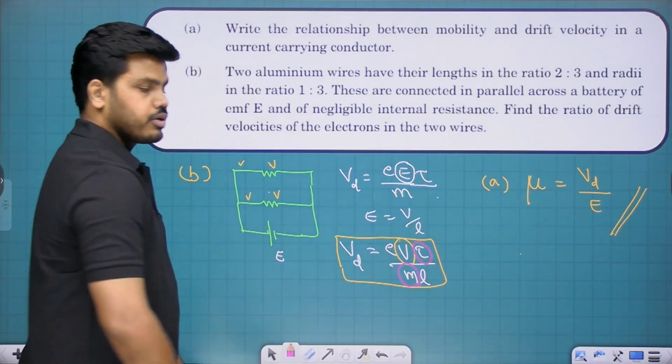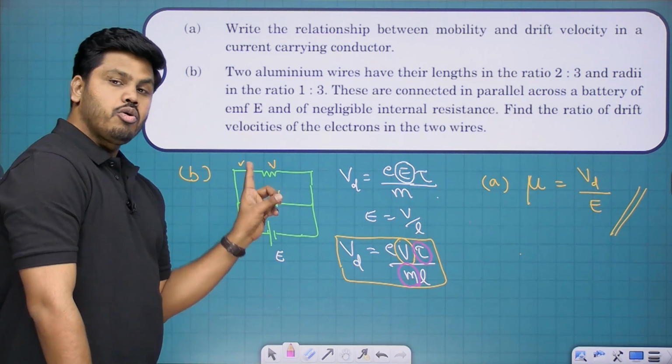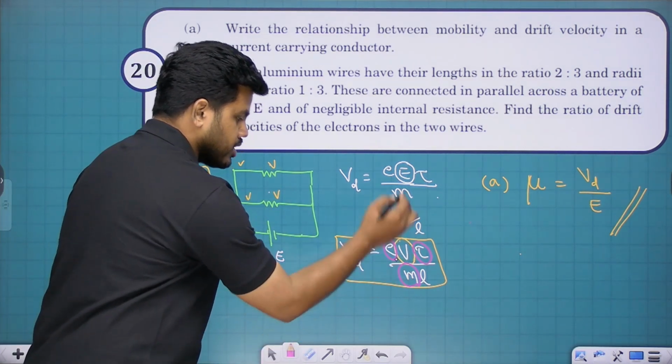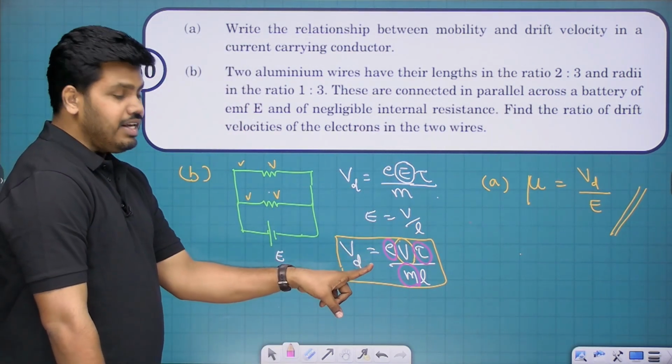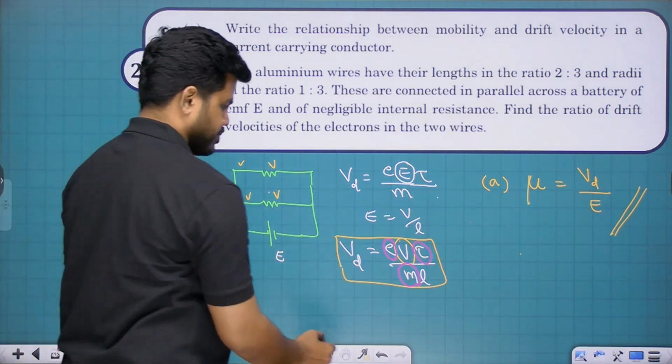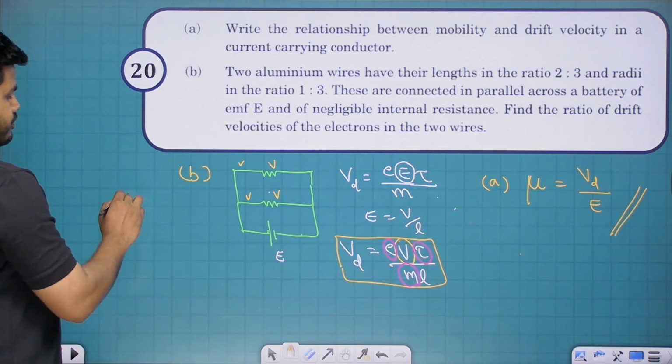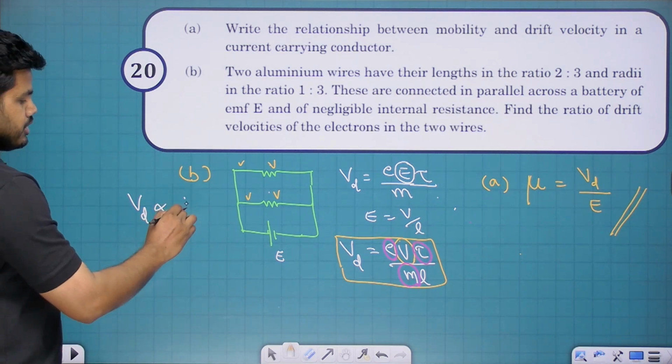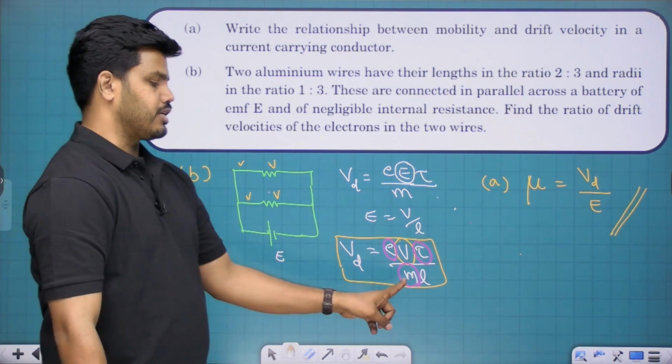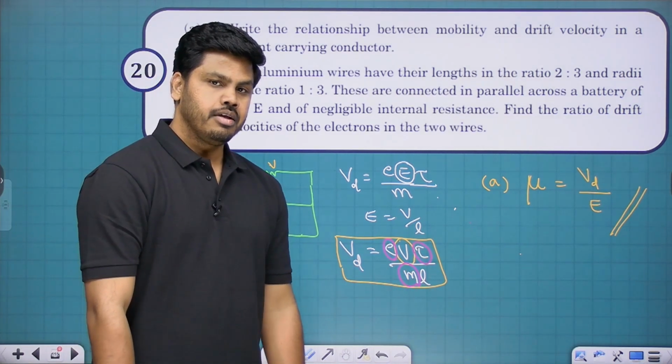Relaxation time is also the same, because that is the property of the material. Charge of electron is another constant. So only length matters, right? As per this equation, we can say drift velocity Vd is inversely proportional to the length of the conductor. All other terms are constants, right?